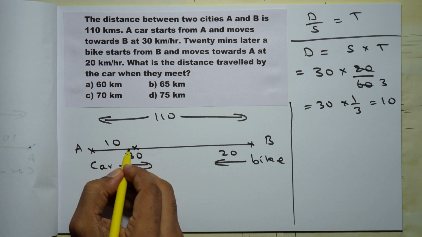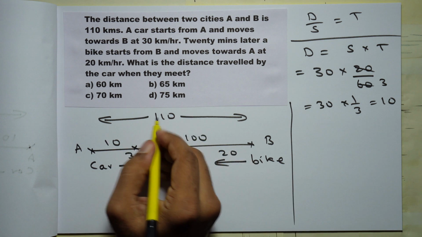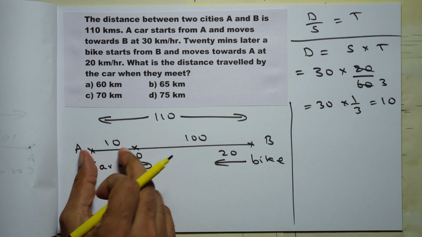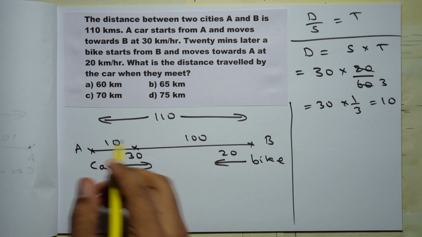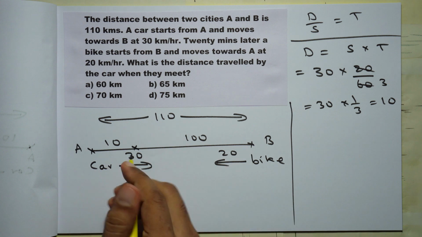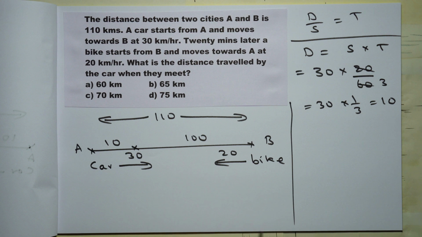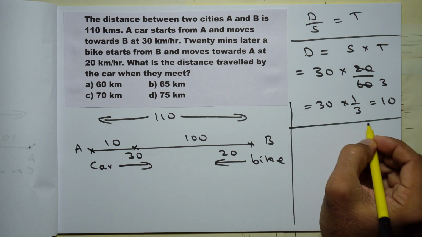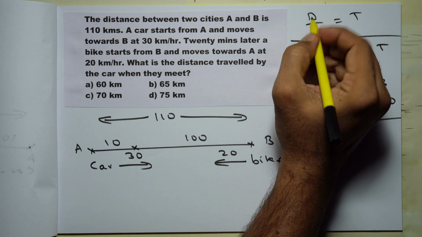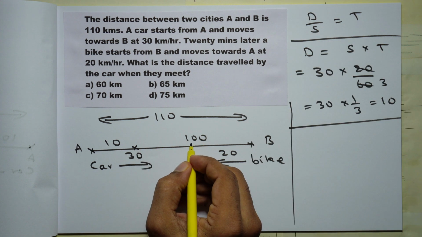Now if this distance is 10, then this remaining distance will be 100 because it has to add up to 110. If this is 10, then remaining should be 100. So 10 plus 100 gives you 110. Now the car is here and the bike is here and they are moving towards each other. So let us calculate the time required for them to meet. We'll just substitute into this formula. To meet, they have to do a distance is equal to 100 kilometers.